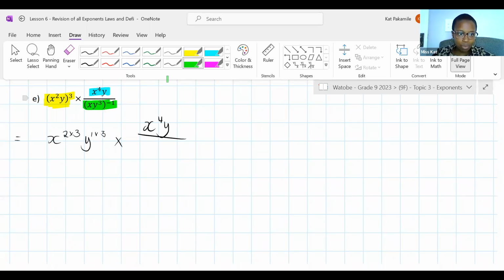And now we are in the denominator. Again, which rule do we have? You distribute it. Distribute again. So we'll have x to the exponent of 1 times negative 1, and we have a y. Then it's 3 times negative 1. Thank you. Now let's simplify.